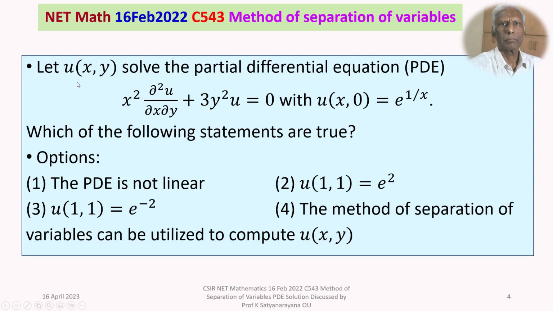We have u, a function of two real variables x comma y, and we are given a partial differential equation x square del square u by del x del y plus 3y square u is equal to 0 with the boundary condition u at x comma 0 is equal to e power 1 by x. Then we have to decide which of the following statements are true. It is Section C, therefore there can be more than one answer, and we have to spot all the right answers.